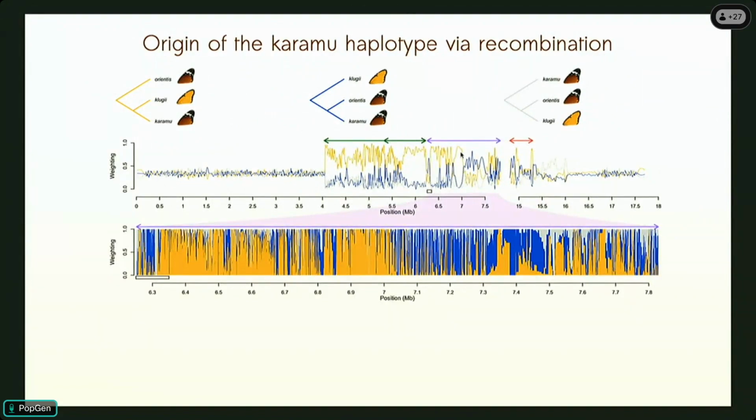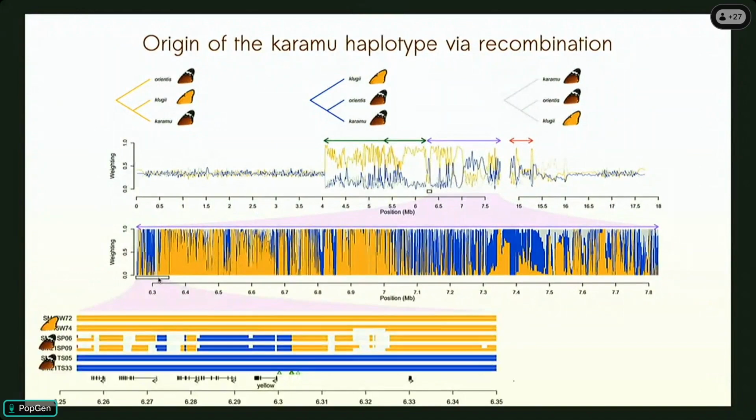I'm now zooming in on this one inversion over here that's shown in purple, and showing the raw results of this topology weighting. We can see that it is really a mosaic where Karamu, the southeastern African haplotype, is sort of sometimes East African and sometimes Southern African in its ancestry. And the part that I was most interested in is on the far left here, where there's a box, because that's where we have the gene yellow.